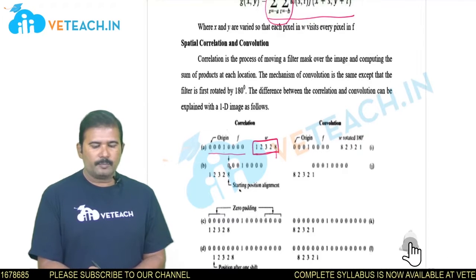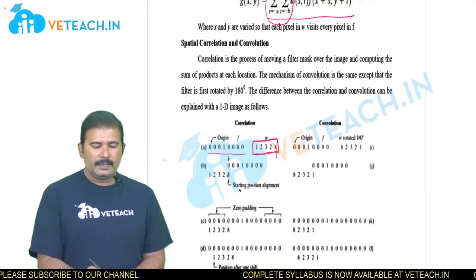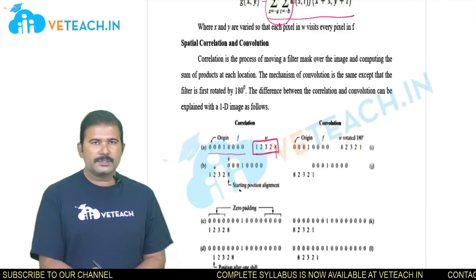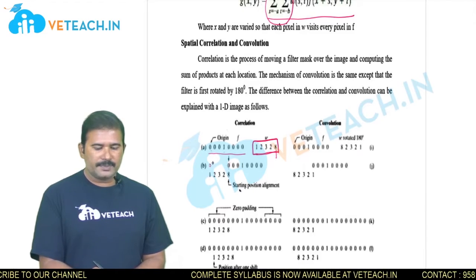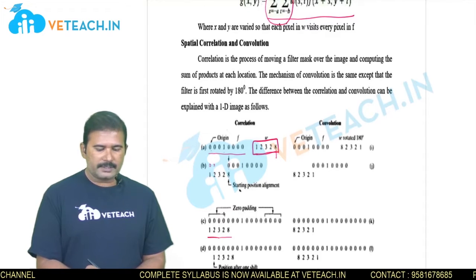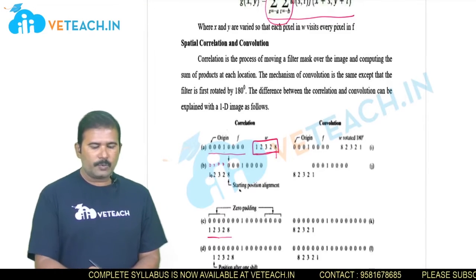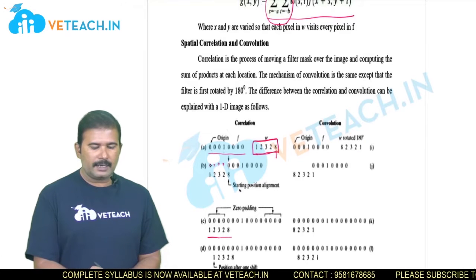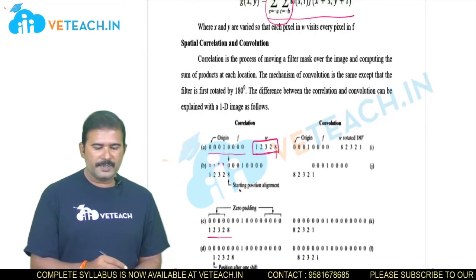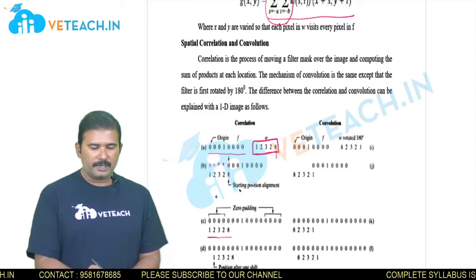Then find the products, that means 8 into 0, which results in 0. Likewise, if there are no elements, we can pad these extra elements with zeros. That's what is represented in the second step. We can pad these non-existing values with zeros, then find the products of the corresponding filter and the pixel values of the image, and find the summation. So it gives the resultant value at that particular position.